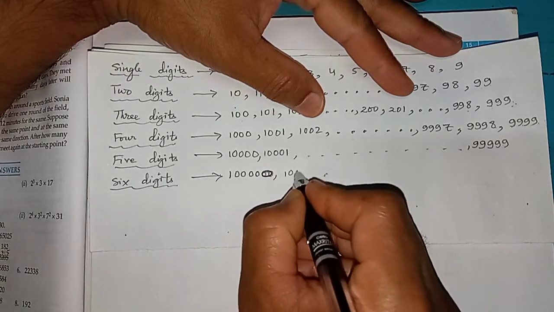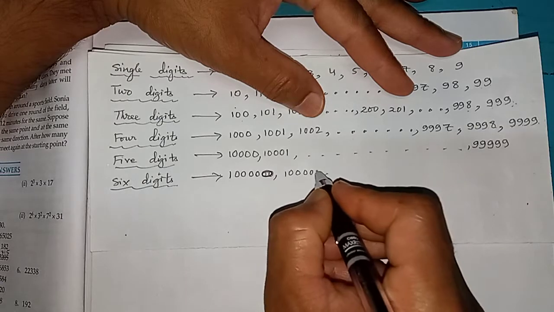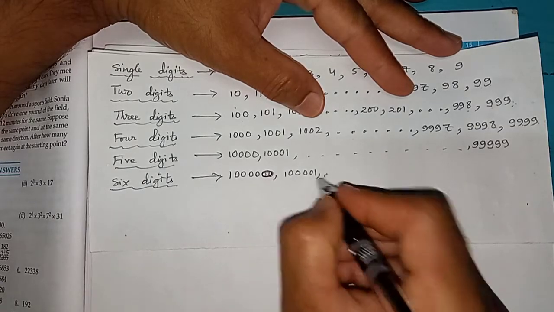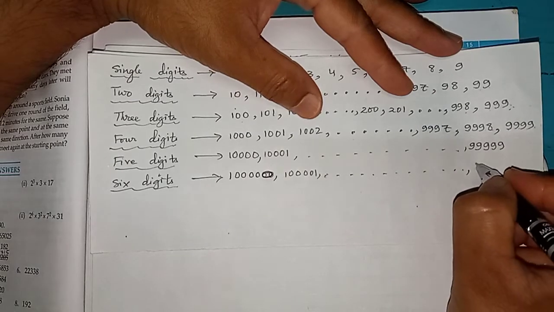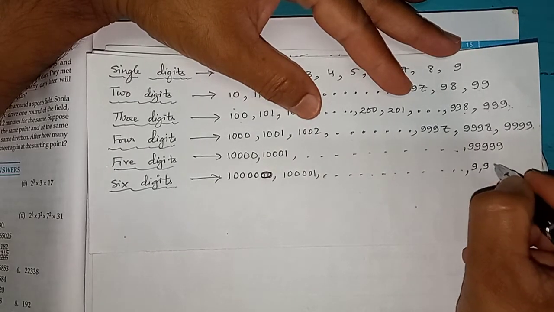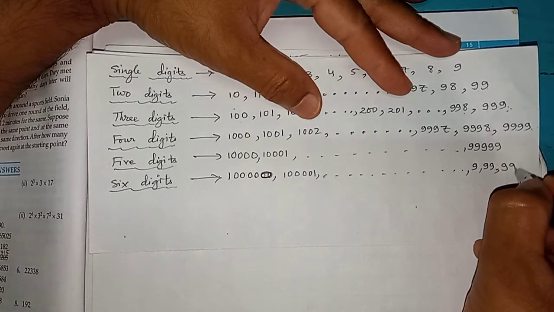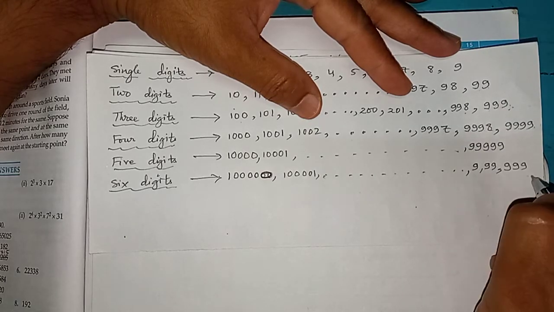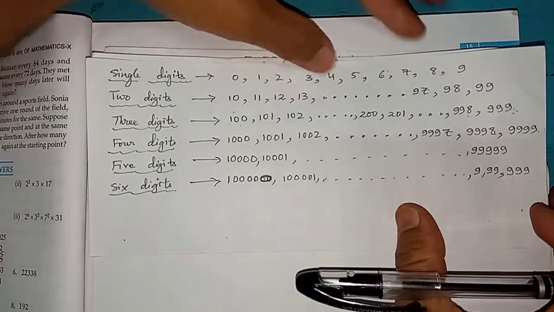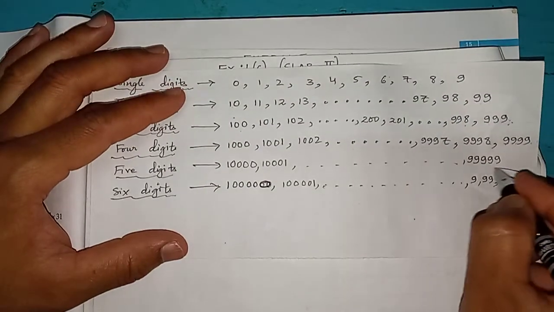Then 1 lakh 1, 1 lakh 2, in this way 2 lakh, 3 lakh, 4 lakh, and the biggest is what? 9 lakh 99,999. So this is the biggest 6-digit number, the largest 6-digit number. Okay, and so on. So in this particular question, we are to do this for this number.